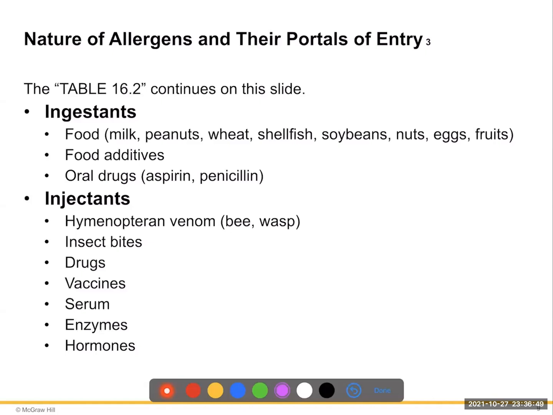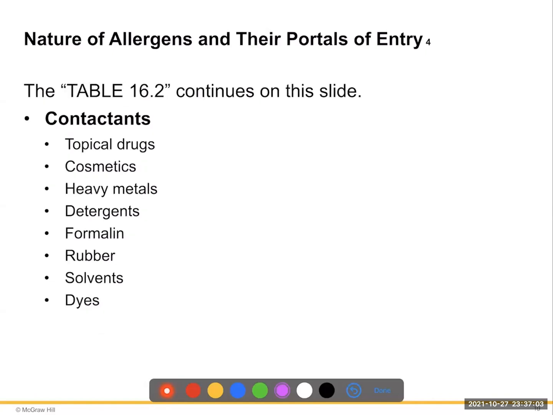Injectants, things that you inject in the body, like a bee or a wasp sting. Okay? Insect bites, certain drugs are given IV. Vaccines, serum, enzymes, or hormones can all be injected.